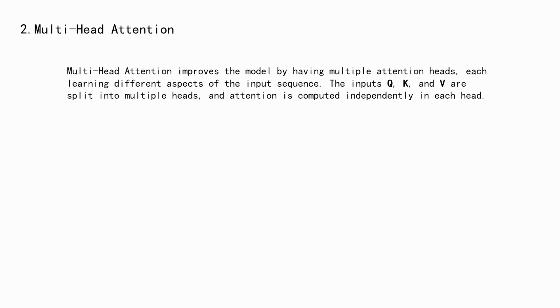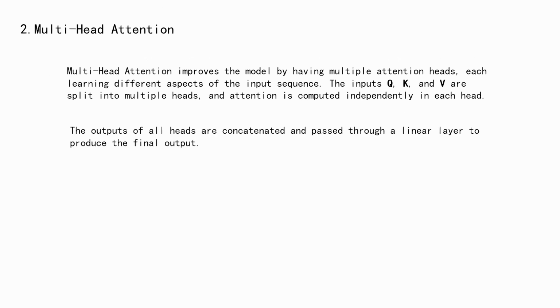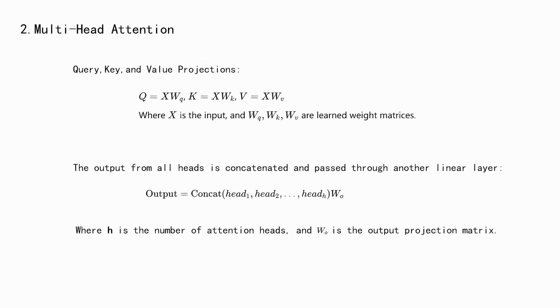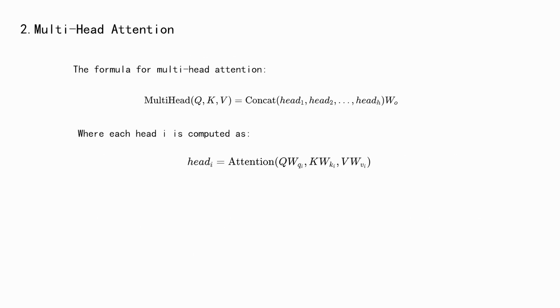Multi-head attention improves the model by having multiple attention heads, each learning different aspects of the input sequence. The inputs Q, K, and V are split into multiple heads, and attention is computed independently in each head. The outputs of all heads are concatenated and pass through a linear layer to produce the final output. Query, key, and value projections as follows. The output from all heads is concatenated and passed through another linear layer as follows. h is the number of attention heads, and W^O is the output projection matrix. The formula for multi-head attention is as follows.